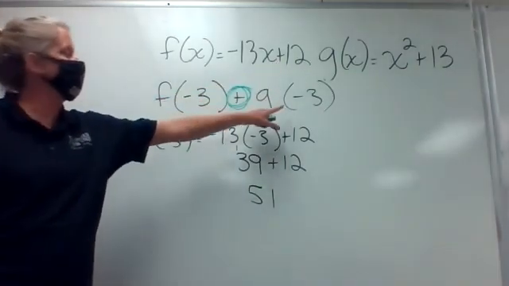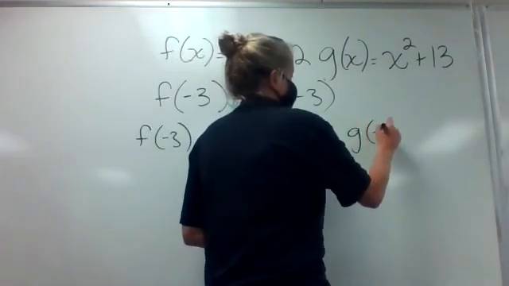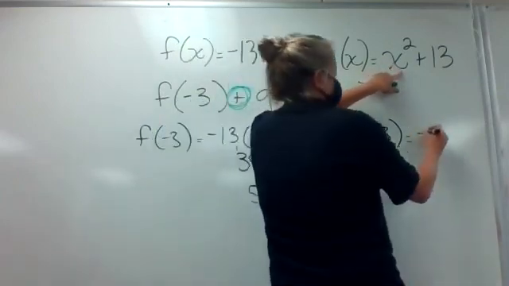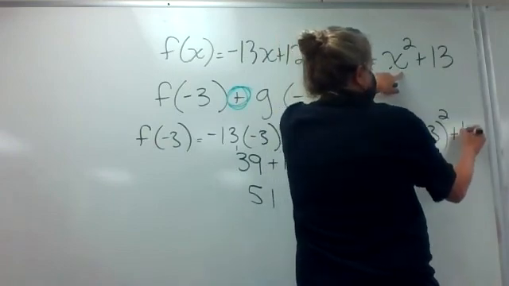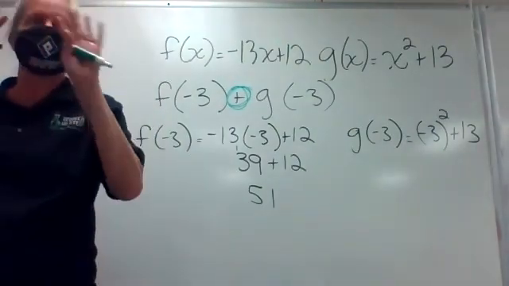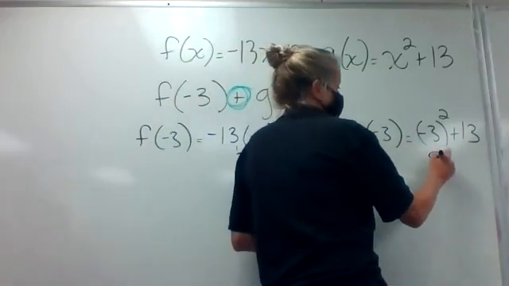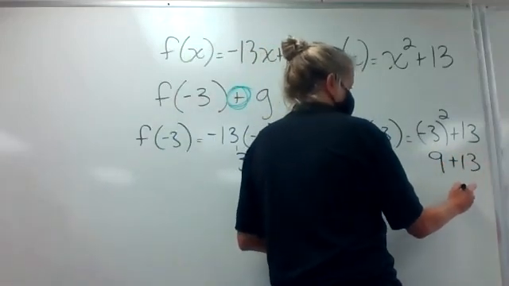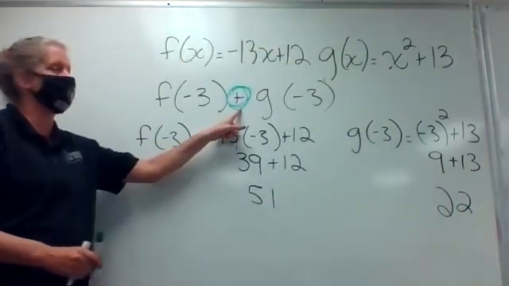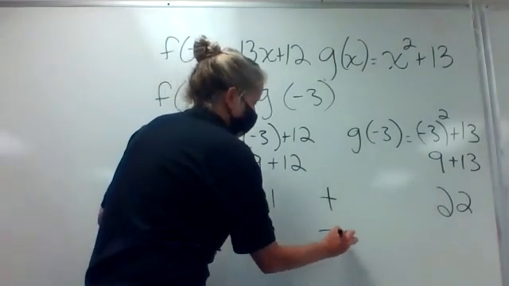I need to do the same thing. I've got to find g of negative 3, which means go to your g function and replace its x with negative 3. So I have negative 3 squared plus 13. Remember, if you square a negative in your calculator, you need to make sure you put parentheses around it. If not, it's going to tell you the wrong thing. Negative 3 squared is positive 9 plus 13, which gives me 22. So I've got 51 and 22. What does it want me to do to those two numbers? Add them together, which gives me 73.